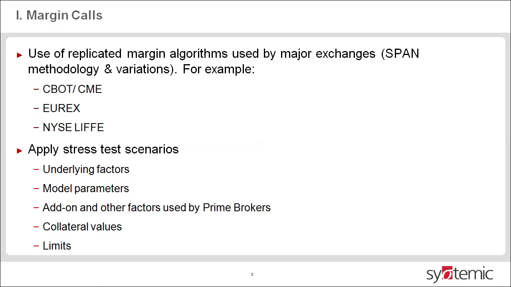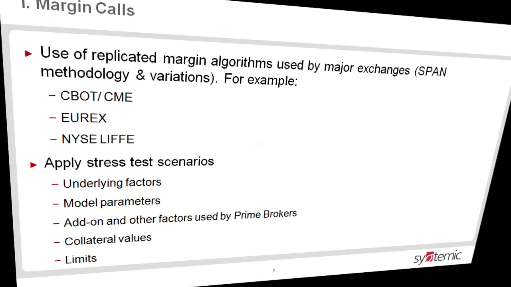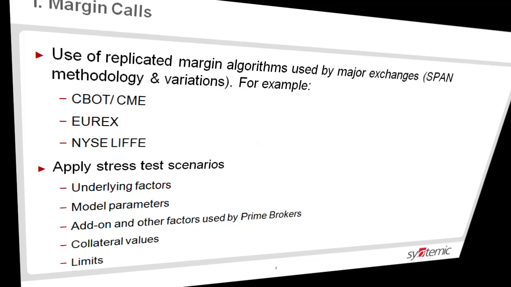Now let's analyze each one of these sources of risk in more detail and see what the system does to address them. The first source of risk is the margin calls. So here the solution is to use our system to replicate the margin requirements, either the initial margin or the variation margin. We have replicated a large number of margin algorithms used by all major and even many minor exchanges around the world.